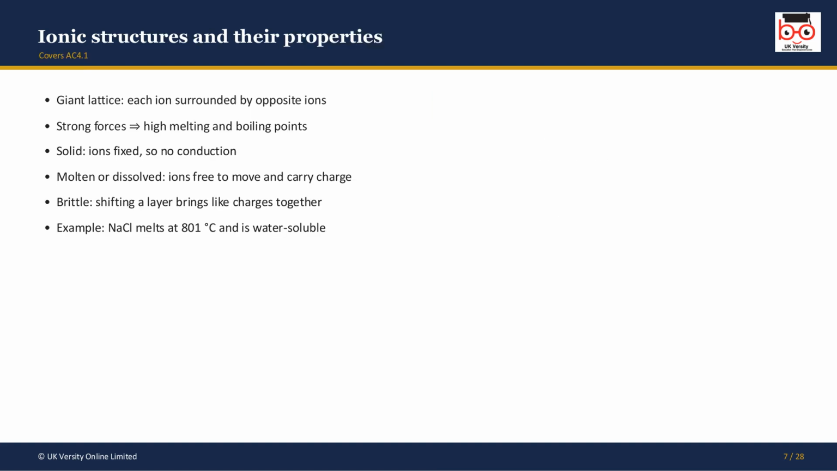Looking at ionic structures more closely, they form a giant lattice, with each ion surrounded by ions of the opposite charge. Those strong forces give high melting and boiling points. In the solid, the ions are fixed, so there's no conduction. But molten or dissolved, the ions are free to move and carry charge. They're brittle because shifting a layer brings like charges together. Sodium chloride is the classic example, melting at 801 degrees and readily dissolving in water.